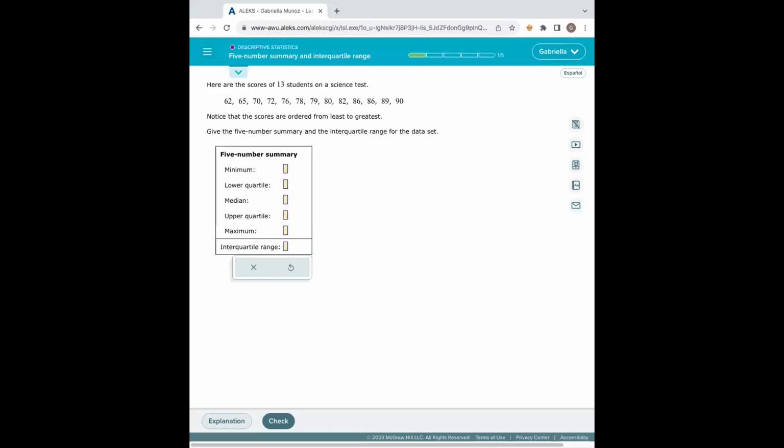Okay, so the minimum here is 62. That's one all the way on the left. Max is 90. Those are kind of the nice ones to grab first. Then go to the median.